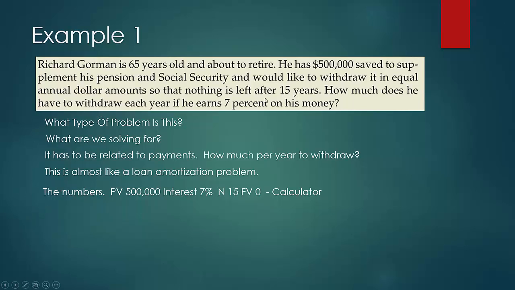The numbers we have are the present value, because he saved 500,000. His interest is 7%, that he thinks he's going to earn over the next 15 years. And 15 years is n, and the future value is 0, because really what we want to learn is what annual payments can he take out to get to a future value of 0. So how do we do that?